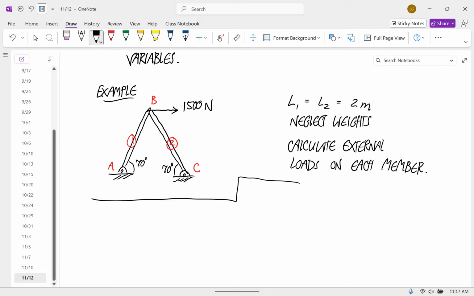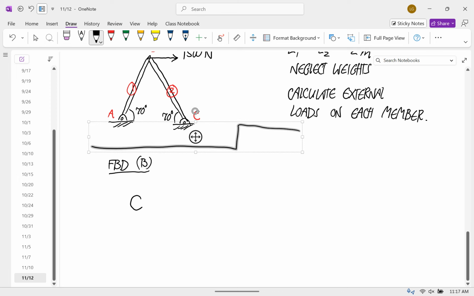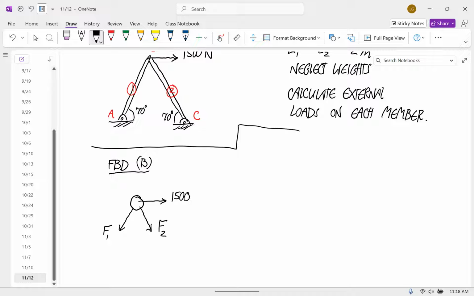Okay, so I'm going to start with a free body diagram of the joint B. So there's the joint, and acting on that is a 1,500 Newton force this way. We're going to assume that member 1 is in tension, so I'll call this F1 pointing that way. And then we're going to assume that member 2 is in tension, so we have a force F2 going that way.